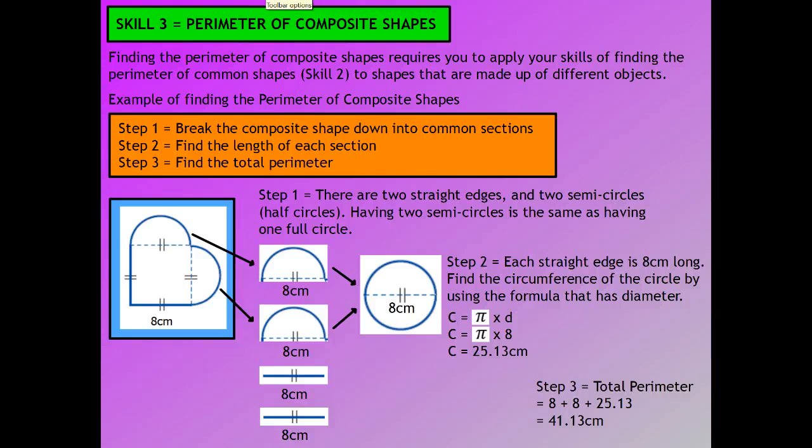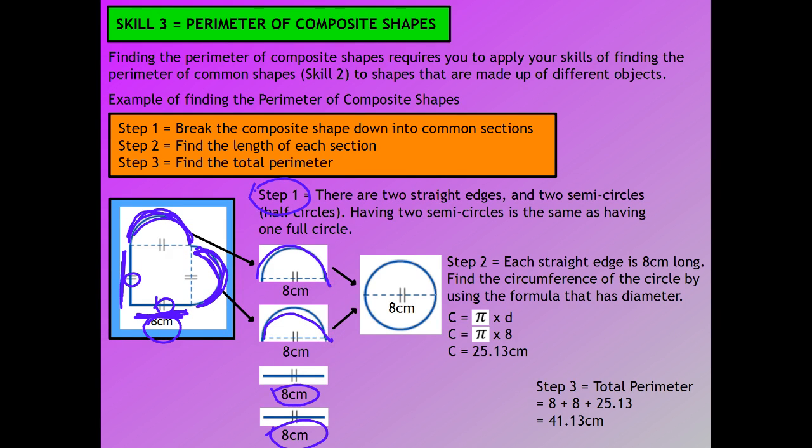Now, step 1 is to break this shape down into common areas or common sections. There are 2 straight edges on the outside and they're both 8 centimeters long, as they've both got the double line on them. So we've got 8 centimeters for this straight line and 8 centimeters for this straight line. Now we need to look at the rest of the outside of this shape because we're doing perimeter. We've got a curved section here, which is a semicircle, so half a circle, and a curved section here, which is also half a circle. So I've drawn those in here and here.